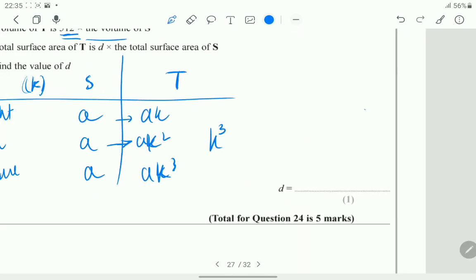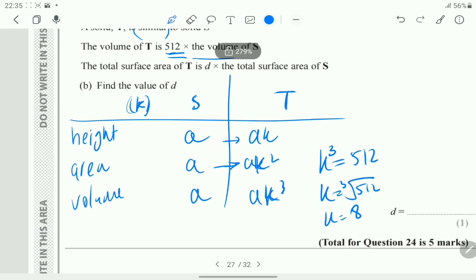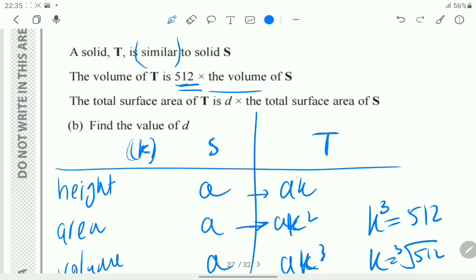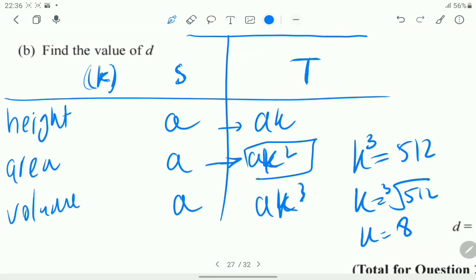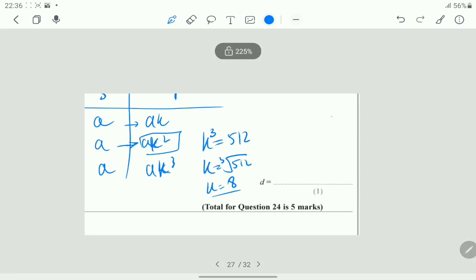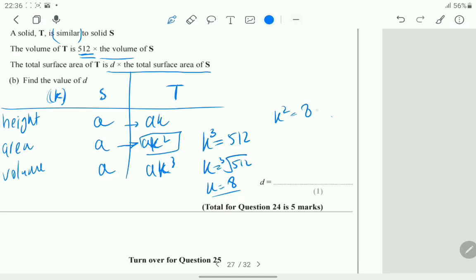So the volume of T is 512 times the volume of S. So actually we're getting that k cube is equal to 512 and k is equal to 8. And so we need to find D. K, the factor, is not the answer here. The total surface area is D times the total surface area of S. As I mentioned, area increases by the square of that factor, and since that factor is 8, k square would be 8 square, which is 64. So D is 64.